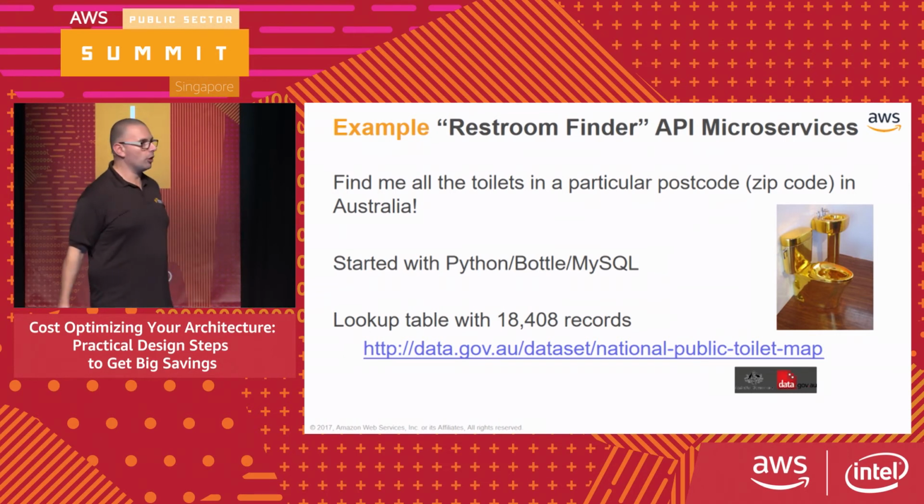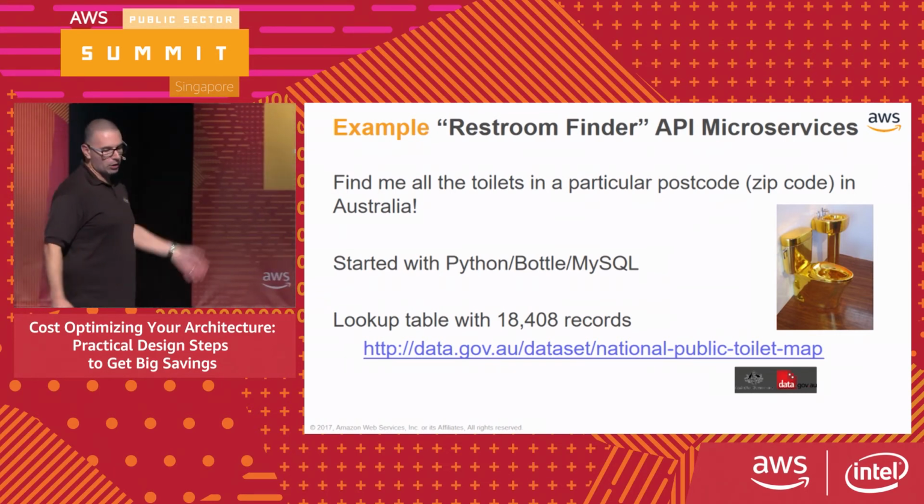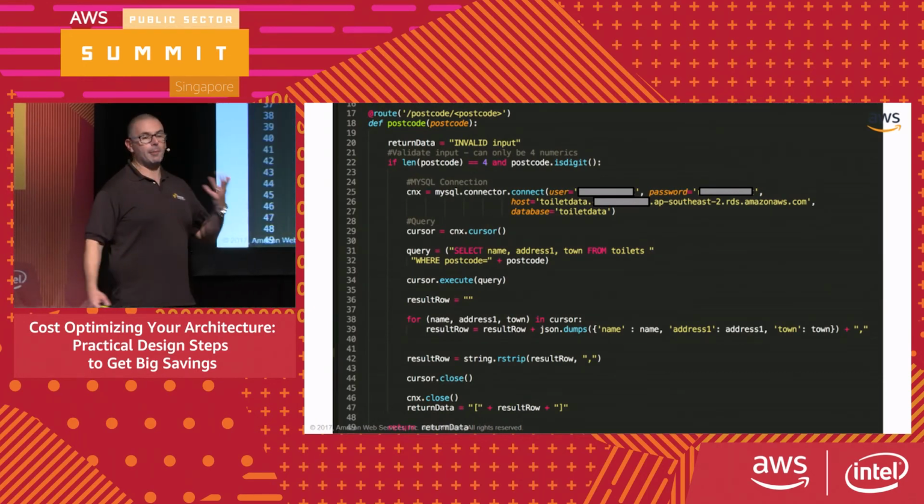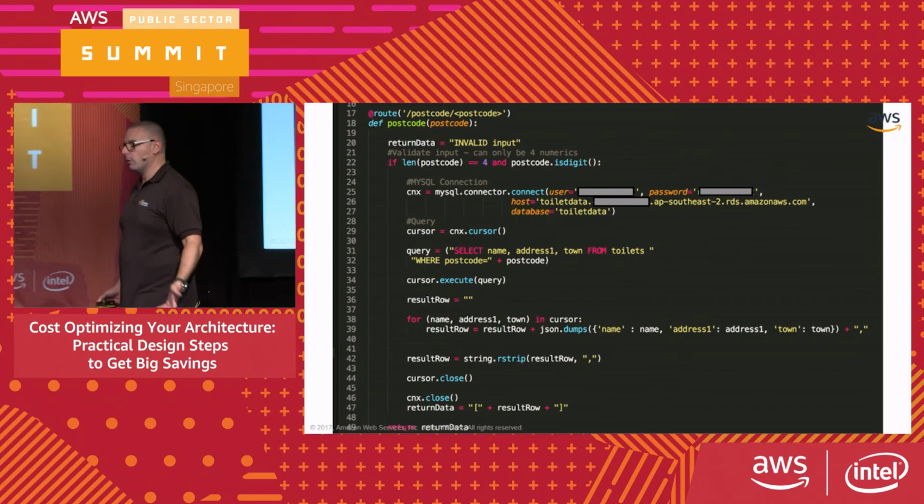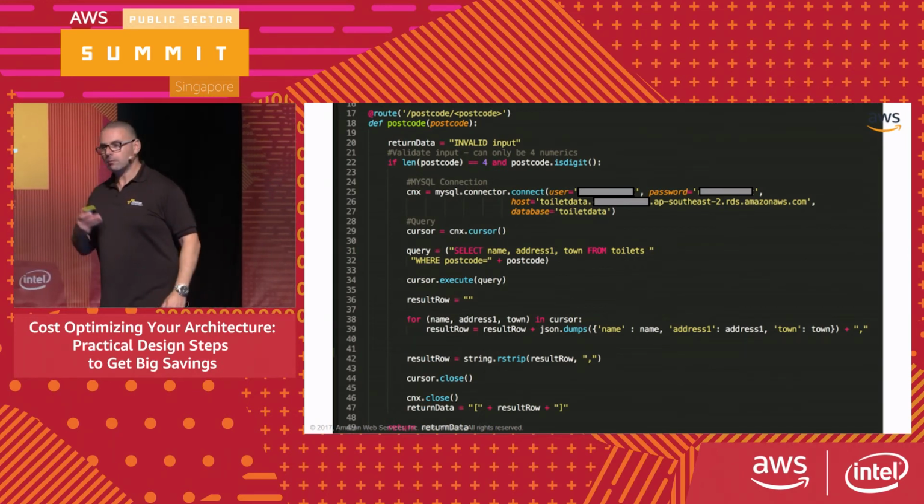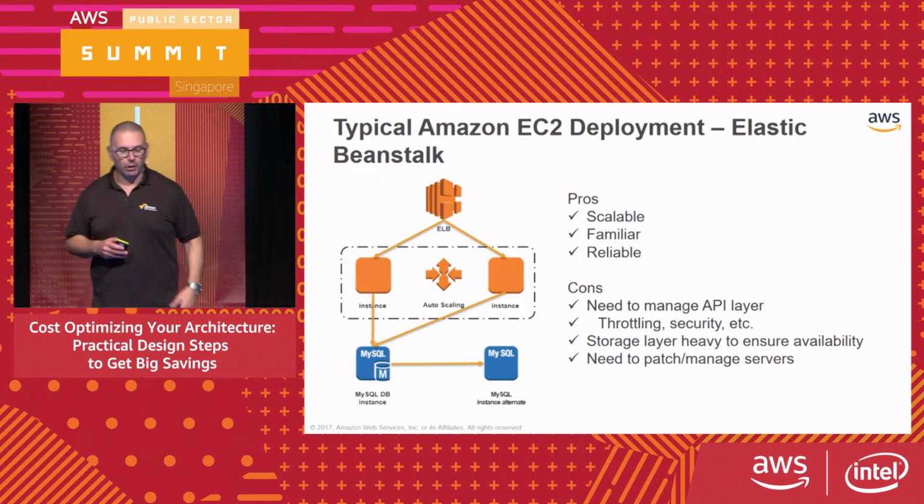So I built a microservice. I just grabbed some Python and Bottle and MySQL, and I wrote some really ugly code to basically create myself an API that I could call with a postcode, and it would return me a list of toilets. Pretty straightforward.